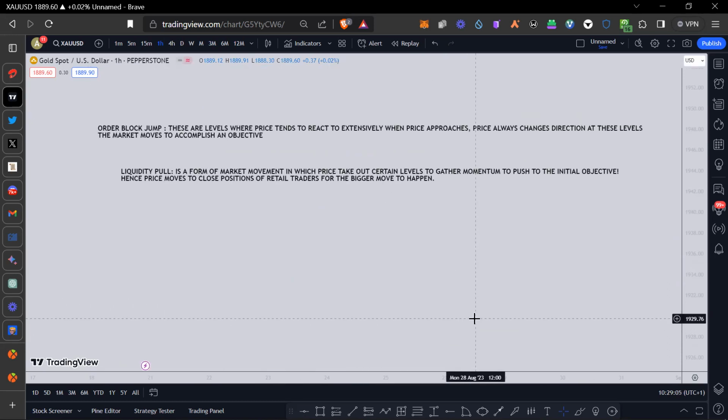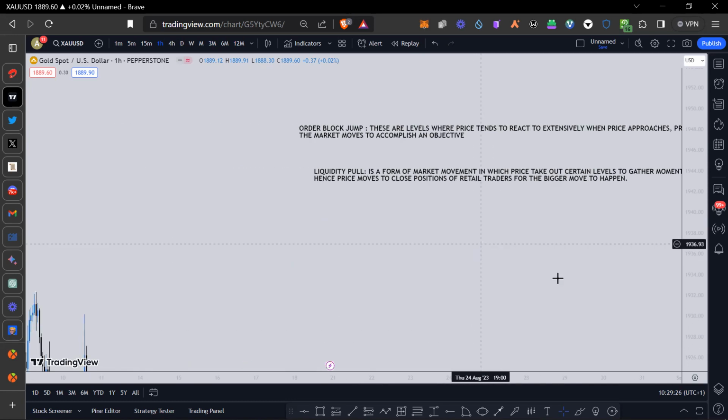So what that means is that sometimes when we're in a particular trend, you can see price tend to move sharply to certain levels so as to take out a lot of traders from taking trades. You understand? Maybe if you're trying to buy the market and price just dropped 10 to 20 pips out of nowhere.